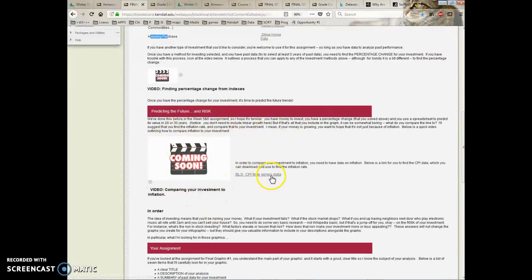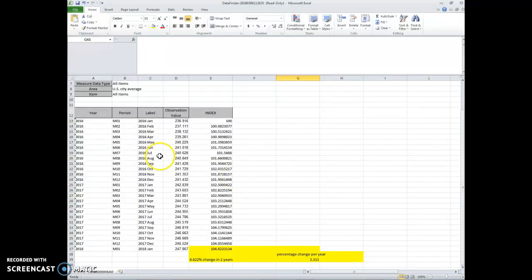Well, the first thing is you need to get the percentage of inflation. Right here, you're going to click that link and you can download some data. I've got that right here. So I downloaded 2 years' worth of data. You go ahead and find a little more, because 2 years might not be the perfect, accurate time window.